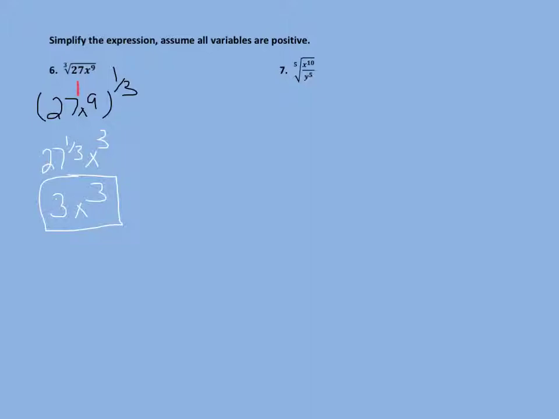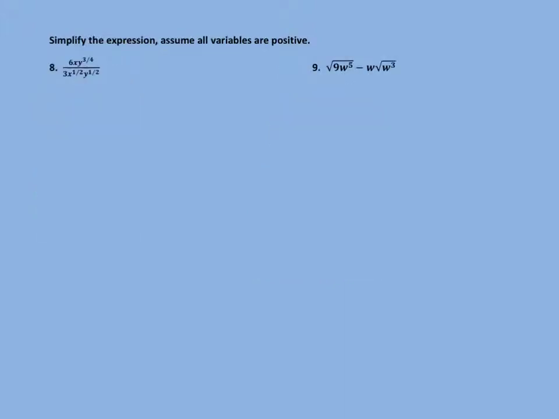So this one, let's see, we have x to the 10th, y to the 5th, all that to the 1/5. Power to a power means multiply. So 10 times 1/5, 2. 5 times 1/5, 1. Okay? Again, we're assuming they're all positive still.